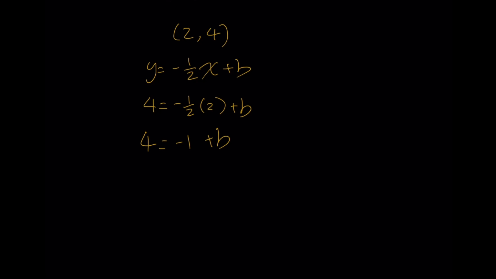We'll go through the same process. So y = -(1/2)x + b. This time substitute y = 4 and x = 2. So negative 1/2 times 2 plus b, so it will be 4 = -1 + b. b will equal 5. Our equation will now be y = -(1/2)x + 5.